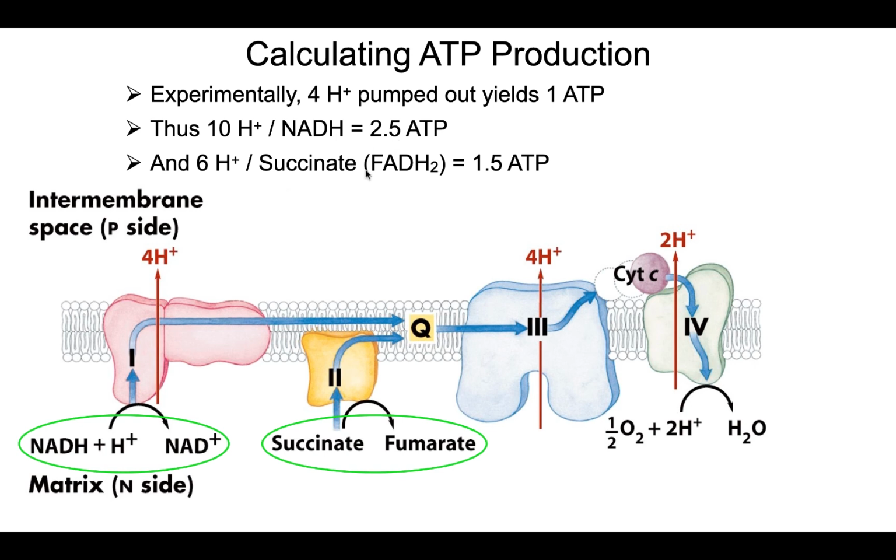And then for succinate, or FADH2, that pumps 6 protons. So the 4 from complex 3, the 2 from complex 4, which is enough for 1.5 ATP. So NADH supplies enough protons to be pumped out to make 2.5 ATP in ATP synthase, and FADH2 allows for enough protons to be pumped for 1.5 ATP to be made via ATP synthase.